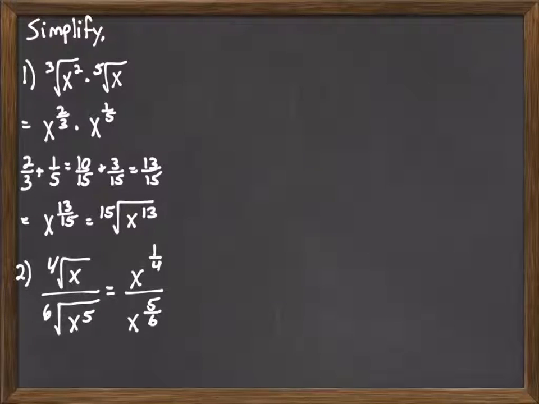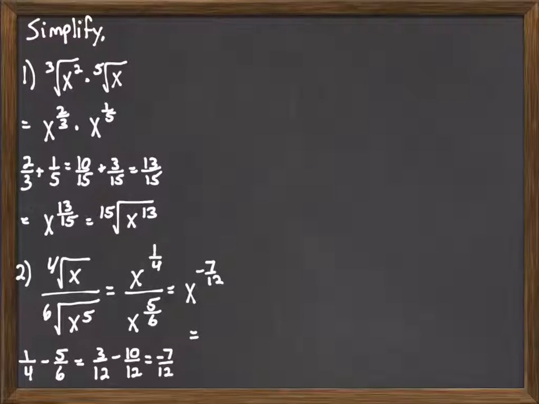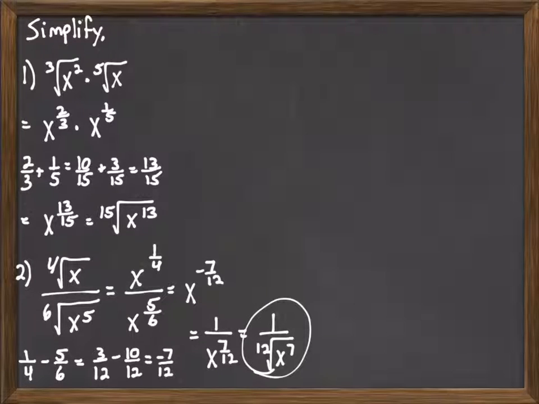We subtract our exponents, 1/4 minus 5/6. Again, we get a common denominator, and we get the answer negative 7/12. So this will be x to the negative 7/12, but again, negative exponent, we got to get rid of that by moving it. And then again, because we started with a radical, we want our final answer to be a radical. So we would rewrite that as 12th root of x to the 7th.